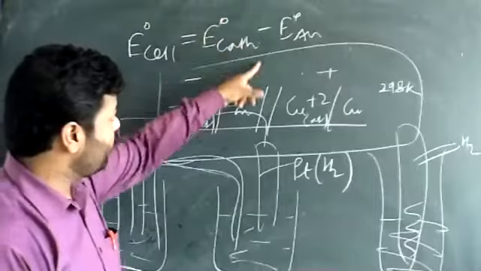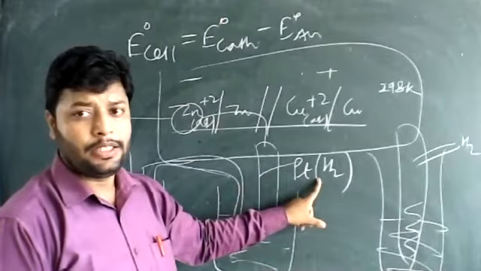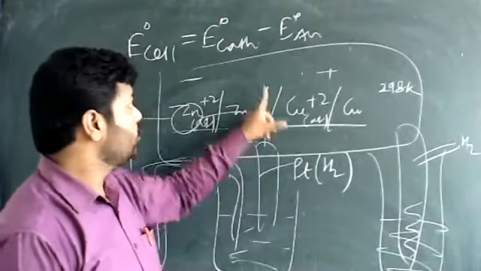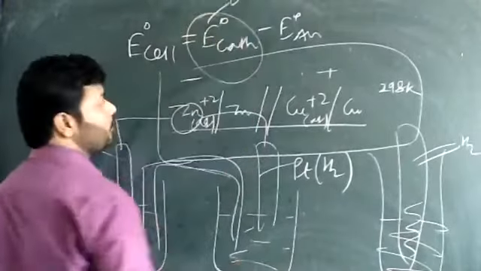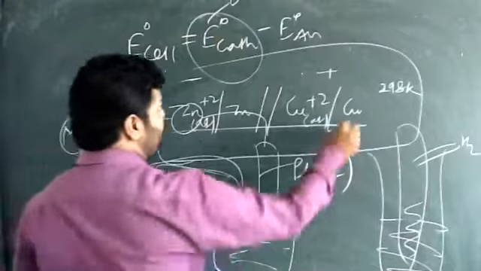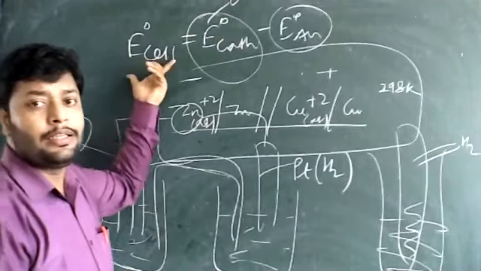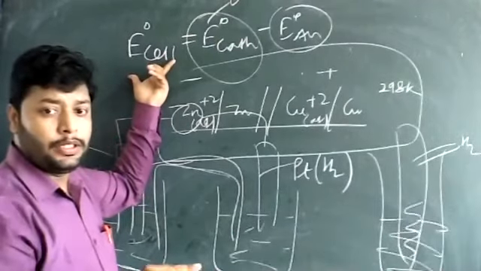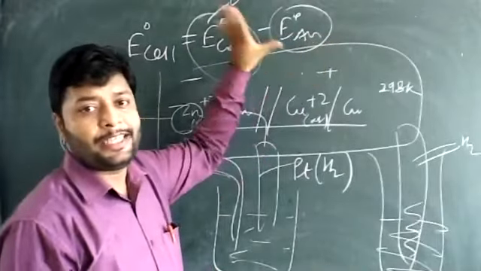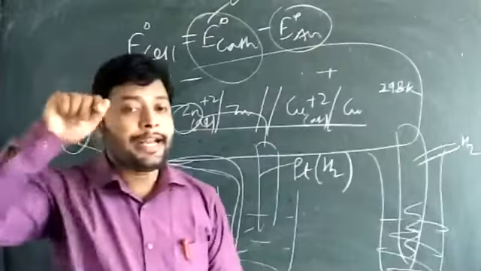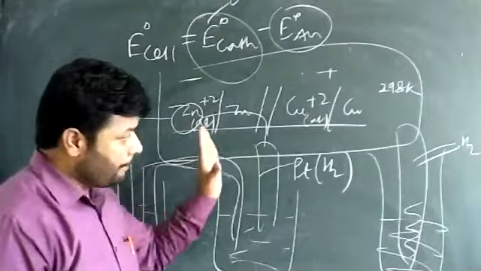The value of E cathode will be 0 because there is a hydrogen electrode attached. So the value of the cathode will be 0. We want to calculate the value of the anode. So whatever the potential of the cell we observe, that will be equal to the anode potential with a negative sign.